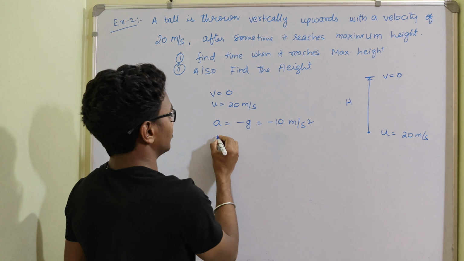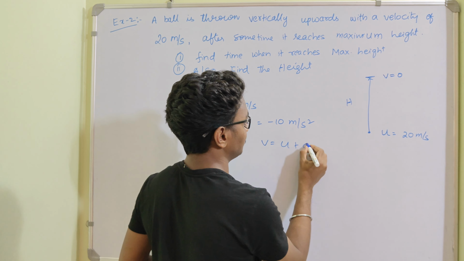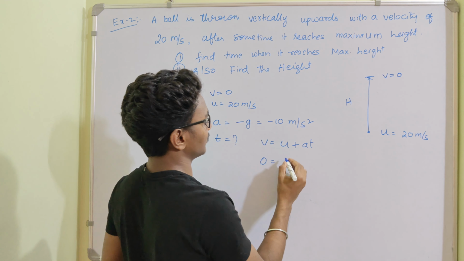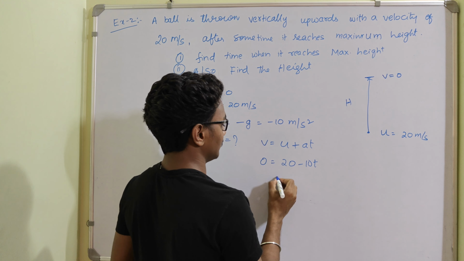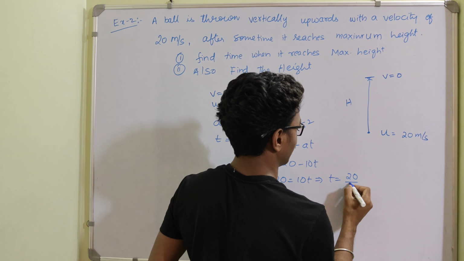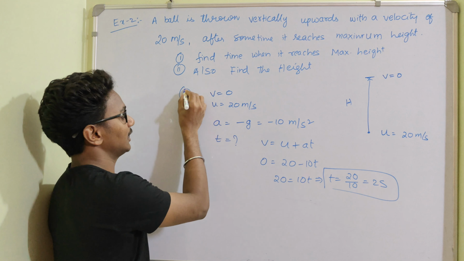Find the time. Use this equation, v equals u plus at. Here v is 0, u is plus 20, a is minus 10. Minus 20 equals minus 10t. t is 20 by 10, that is 2 seconds. Time is 2 seconds. This is the first part.